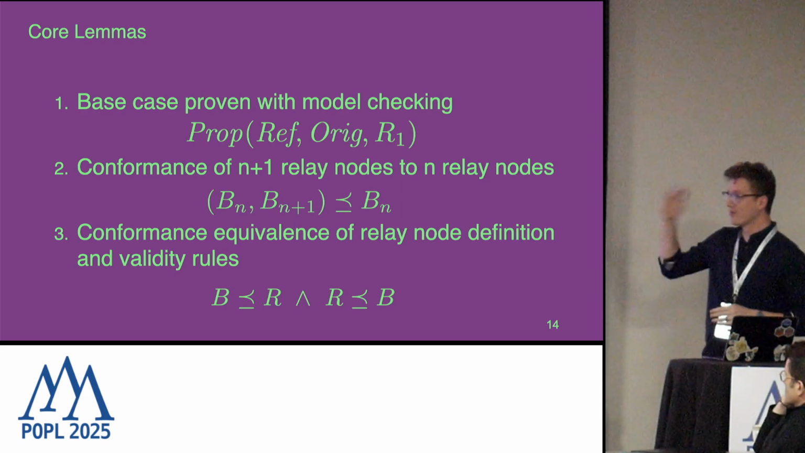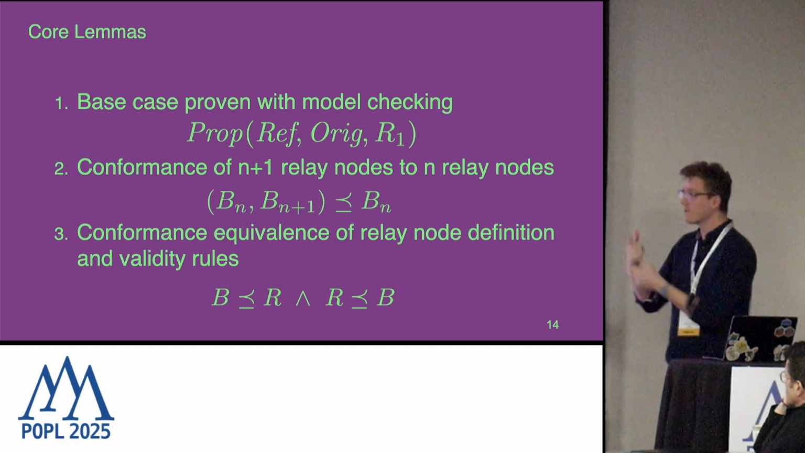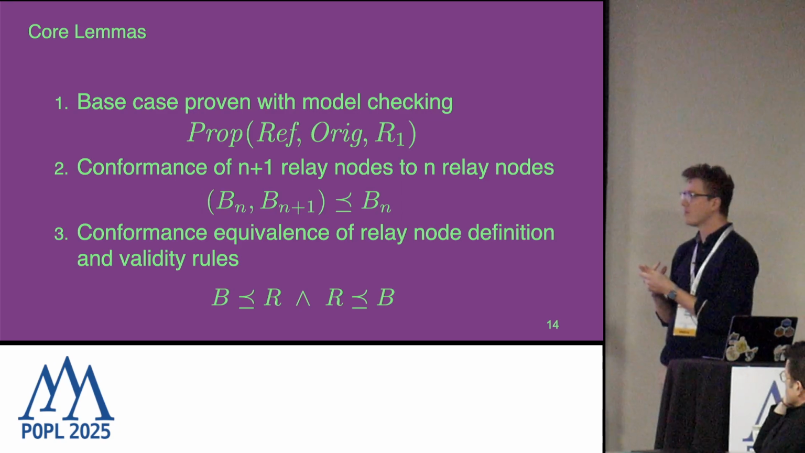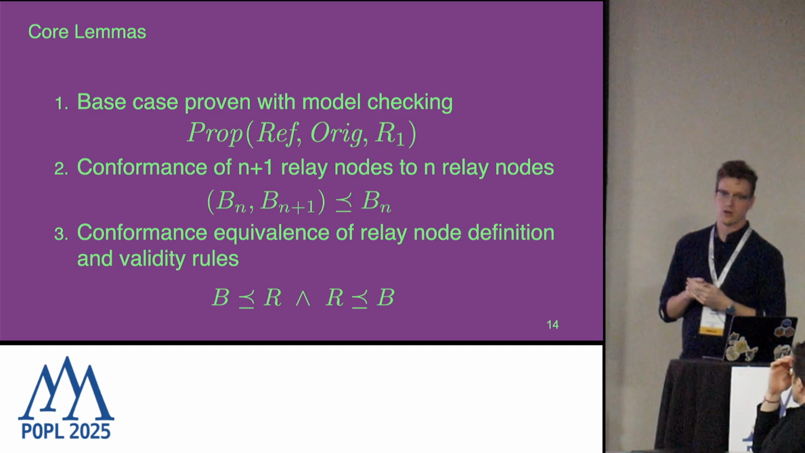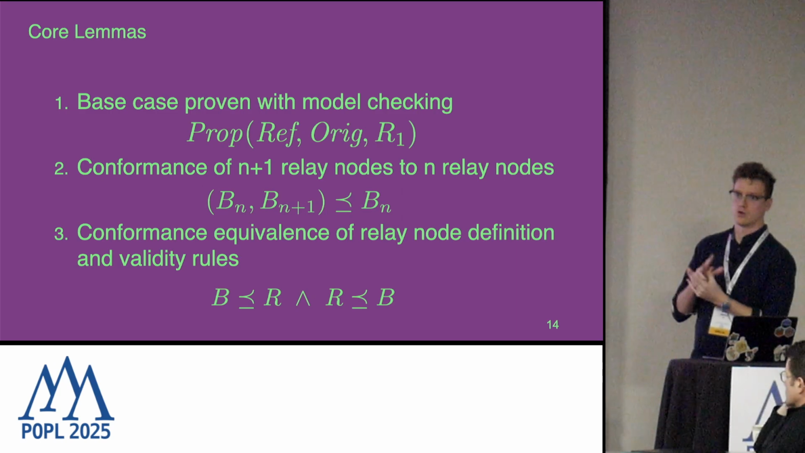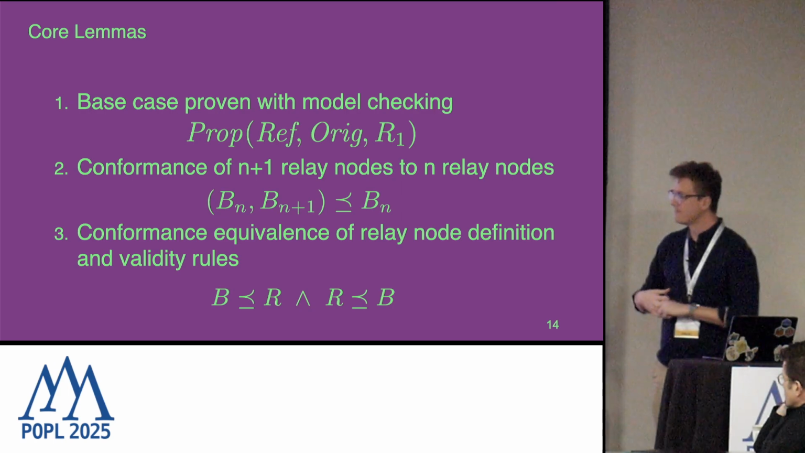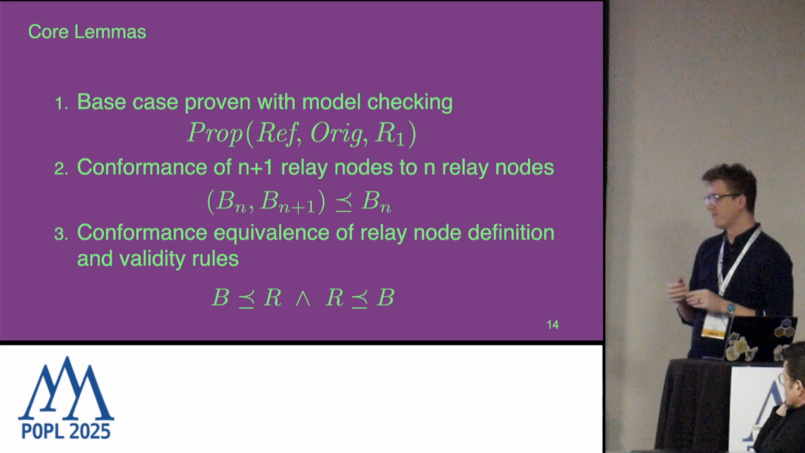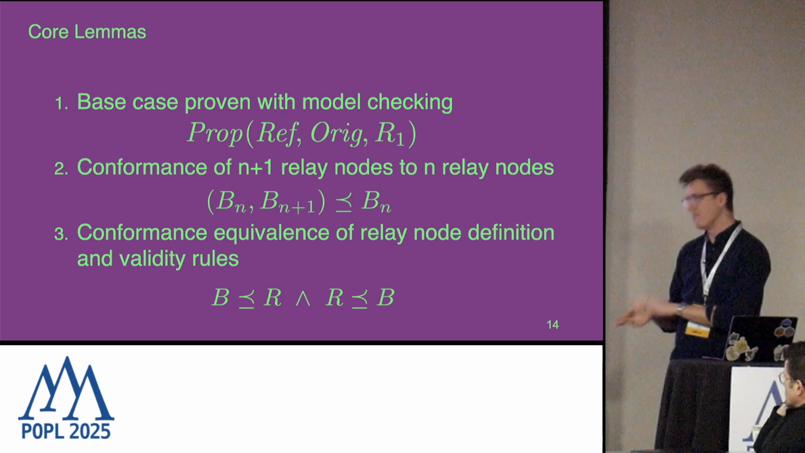Okay, so there are 3 core lemmas that we're going to need to be able to prove this inductive proof. The first is the base case, which we can prove with our model checking. The second is conformance equivalence of a chain of n plus 1 relay nodes to n relay nodes using our partial order definition. In our math, we use this B for black box. It's our black box definition. And then the third piece is conformance equivalence of our black box definition to our original Mealy machine definition.